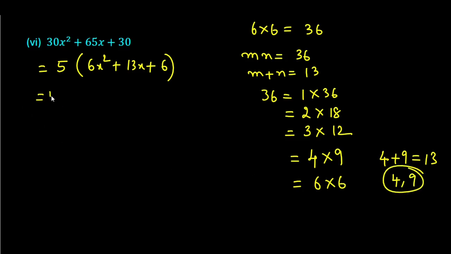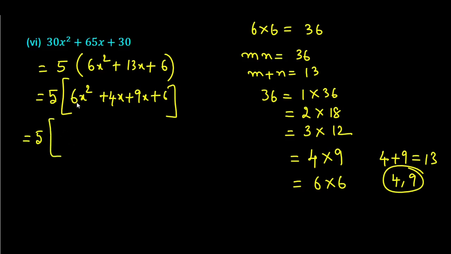So this can be written as 5 into 6x square plus 4x plus 9x plus 6. So 5 into, here from 6x square and 4x, we can take 2x as the common factor. We remain with 3x plus 2. Then here also we should obtain 3x plus 2. Here we have to obtain 3x. So taking 3 as a common factor, we remain with 3x here and 2 here.